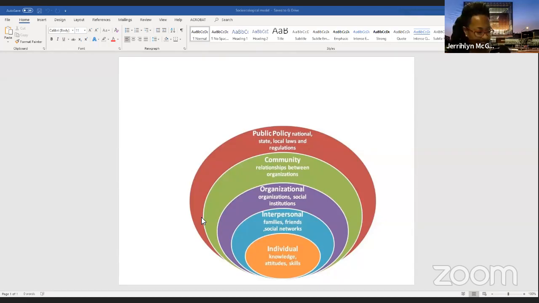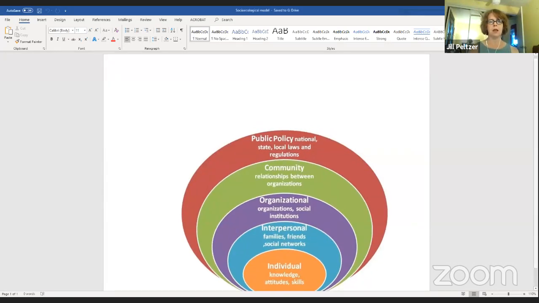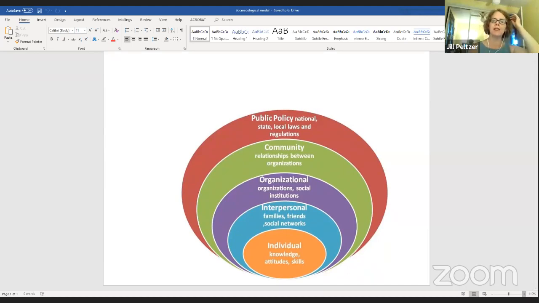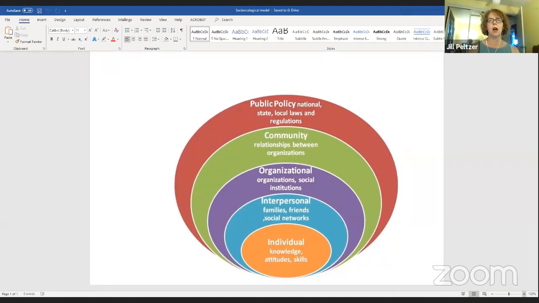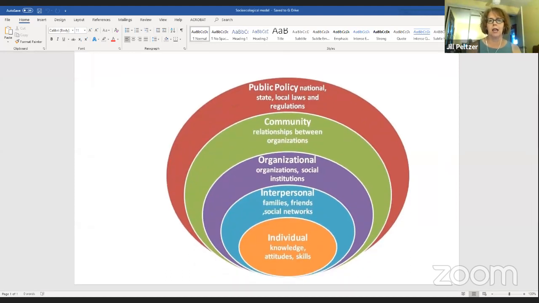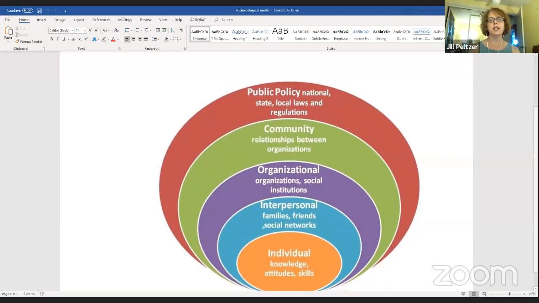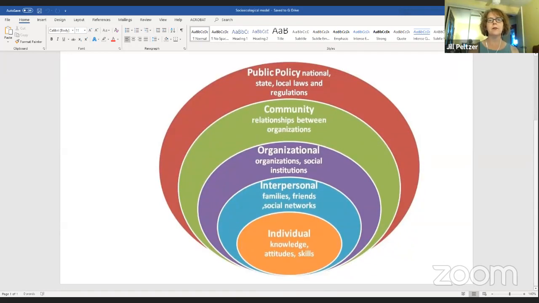Jill and Gina? Great, well, thank you for the opportunity to share a little bit about the social ecological model. So the model was developed, I think it was in the 1970s, to consider how we can provide health promotion interventions for individuals. And as you can see, the model, and I'm going to call it the SEM, embeds individuals within the larger social systems, with each level as spheres of influence on the individual's health behaviors and health outcomes.